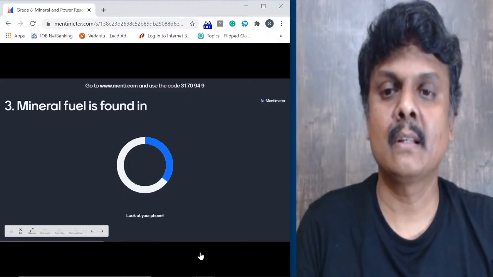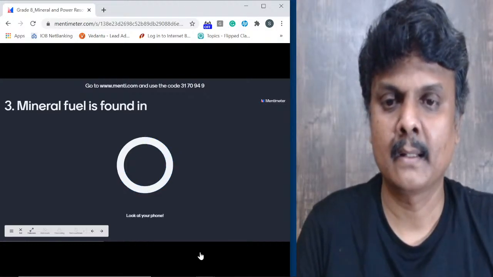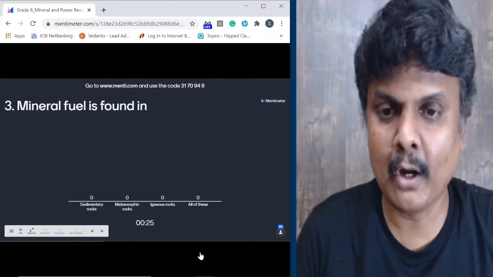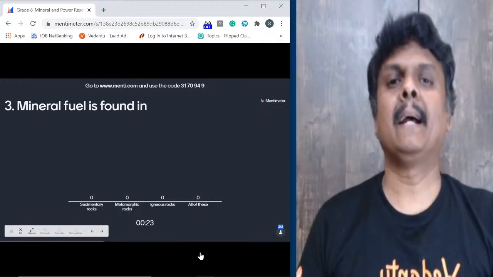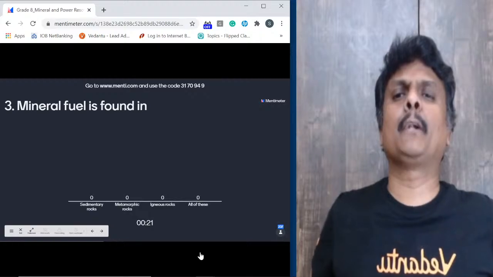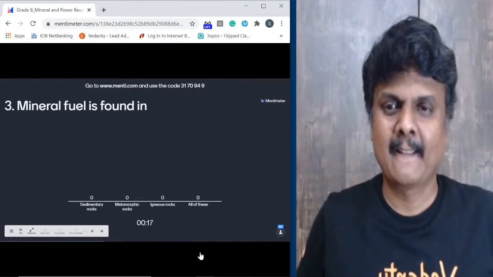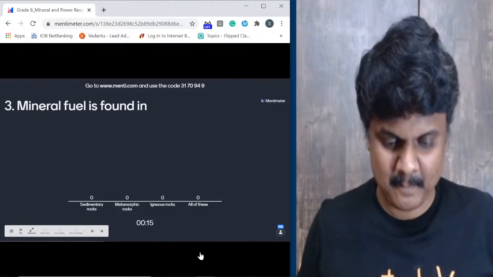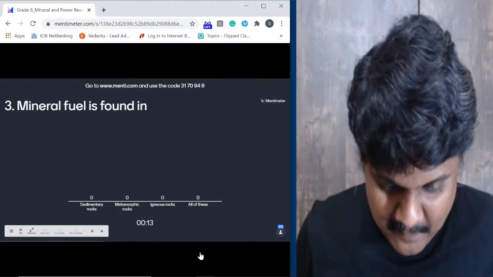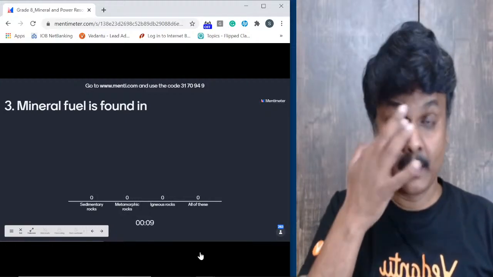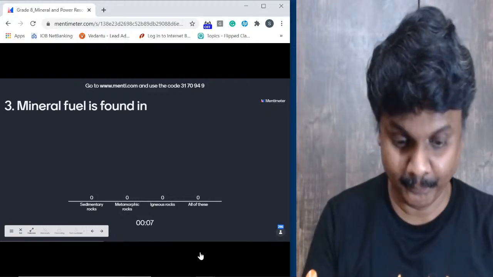Mineral fuels are found in sedimentary rocks, metamorphic rocks, igneous rocks, all of this. By the way, guys, mineral fuels are coal, petroleum, etc. These are mineral fuels. Let me see what you guys choose. Third question.